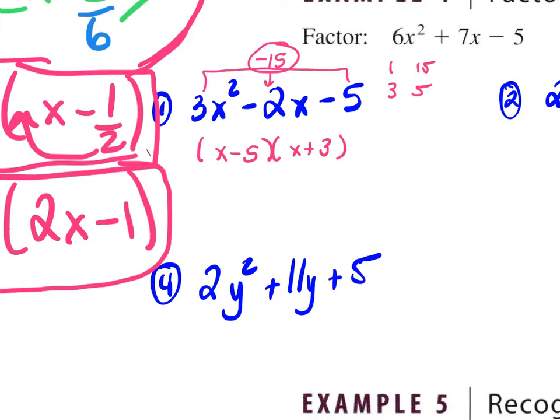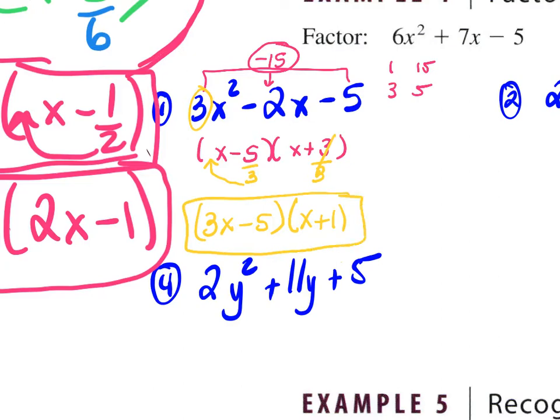So I have x minus 5, x plus 3. I take my a term, which is 3, and I'm going to divide both of these. Does 5 divide by 3 nice and pretty? No. So 3 becomes my coefficient. I have 3x minus 5. Does 3 divide by 3 nice and pretty? Yes. So this one becomes x plus 1. And then how do I know I'm right? You foil it. Don't just take my word for it, because I make mistakes all the time. So foil it back out and then you should get your original.